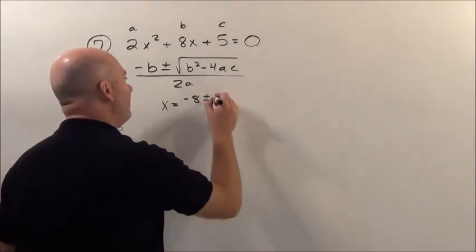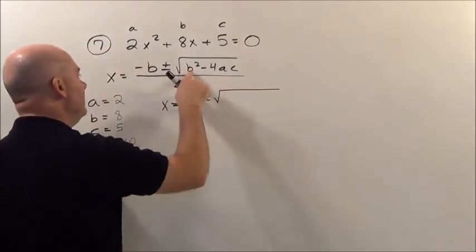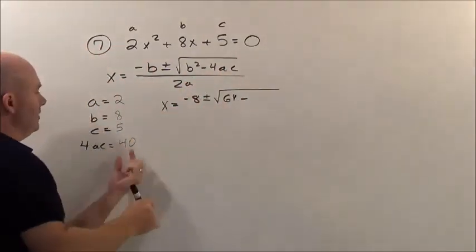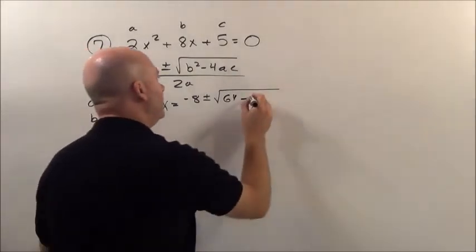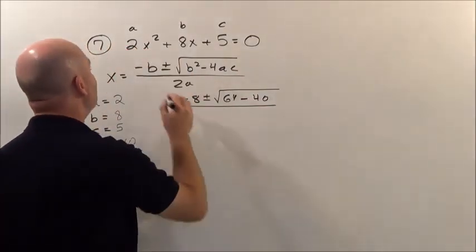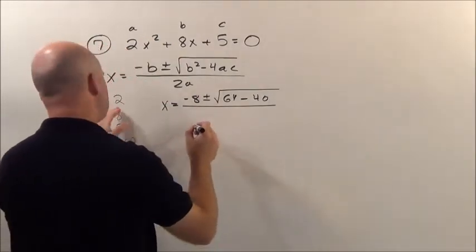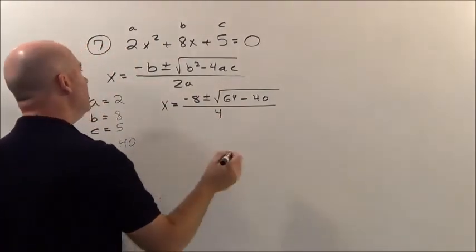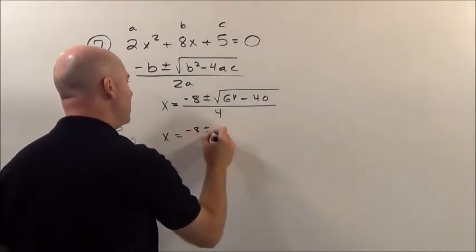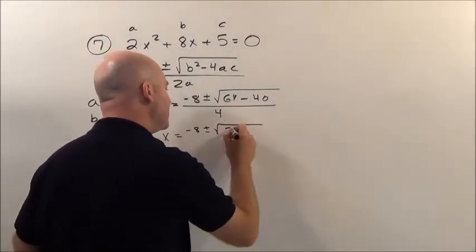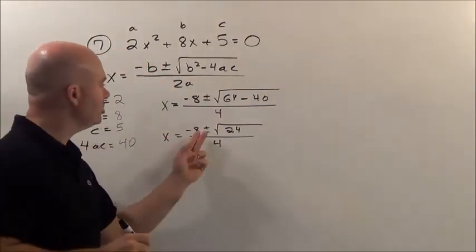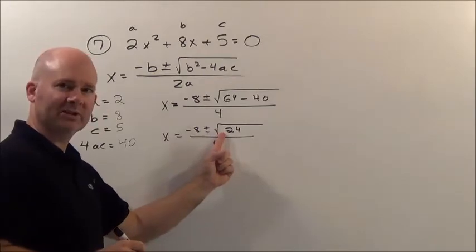So, continue with the problem, b squared. 8 squared, that's 64, minus, now you and I got 4ac to be 40. So we put 40 in here. Divided by 2 times a. 2 times a, well, 2 times 2 is 4. So here's what we get. X is equal to the opposite of 8 plus or minus the square root of 64 minus 40, that's 24, all over 4. Okay? So you can see you're not going to get a pretty solution here.